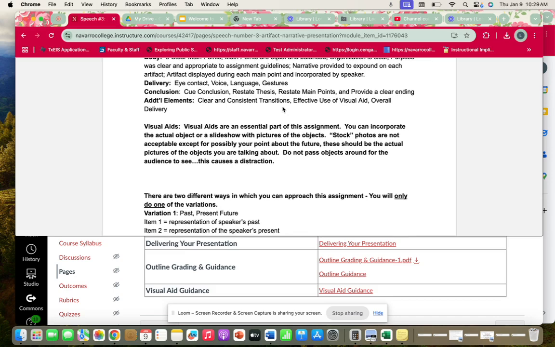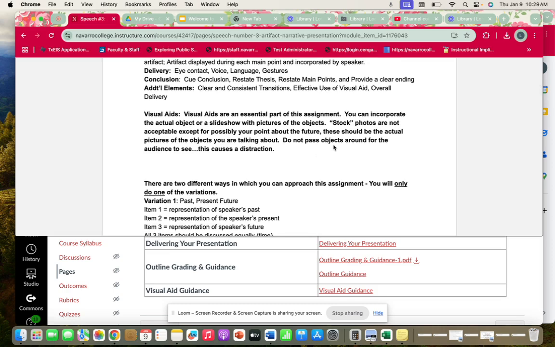By visual aid, stock photos are not acceptable unless you are talking about your future and it's something that you don't have yet, and then you can use a stock photo. But I'm expecting to see the actual object or a picture of the actual object. If you just use stock photos, that's not acceptable. Don't ever pass your objects around for your audience to see. This is a distraction.